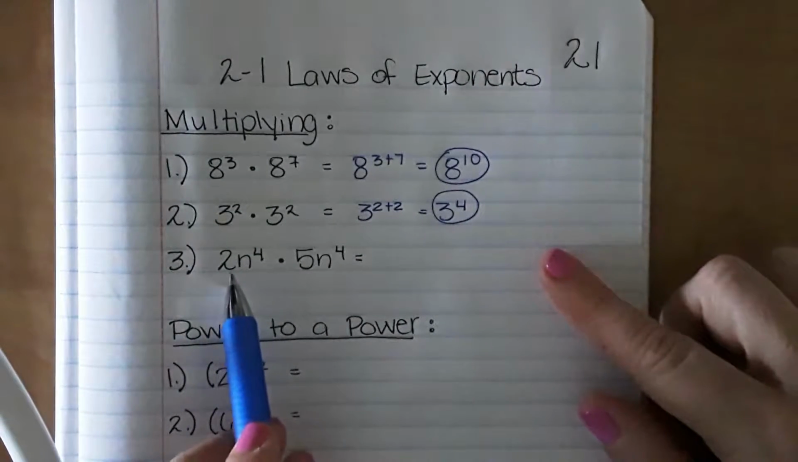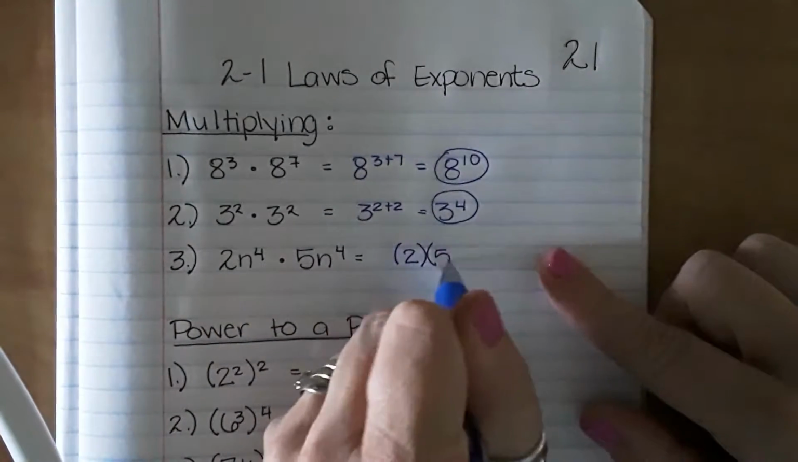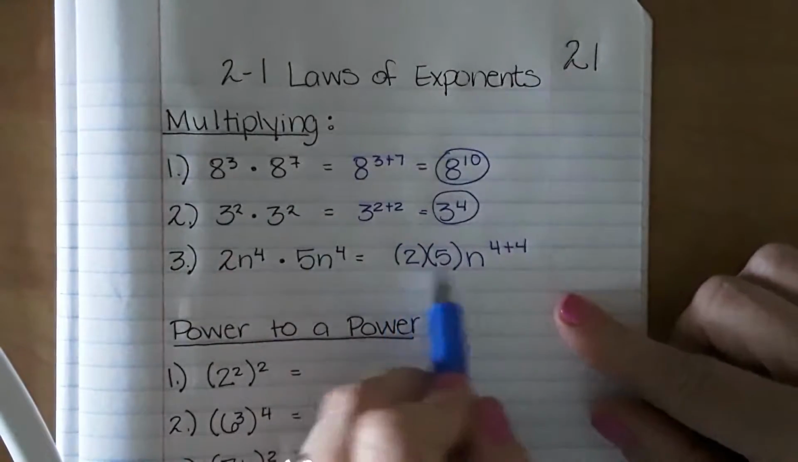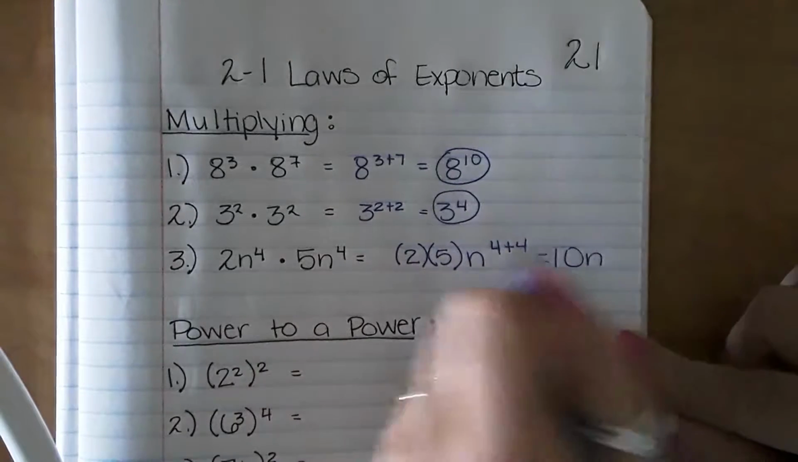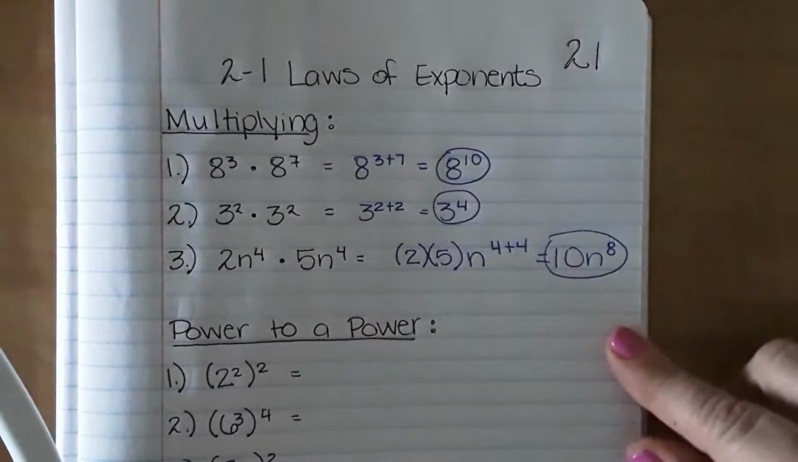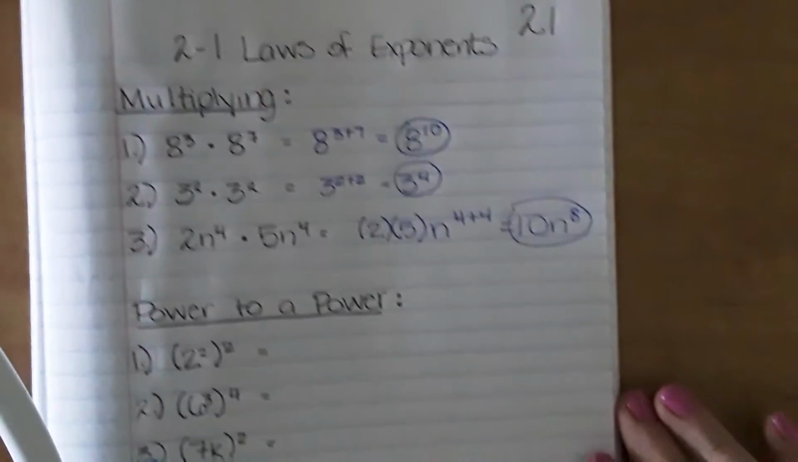This is similar to that algebraic one that I showed you. We're going to multiply 2 times 5, and then we're going to say n^(4+4). 2 times 5 is 10. n^(4+4) is n^8. So 10 to the n^8 power, right? Okay, let's go back to our foldable.